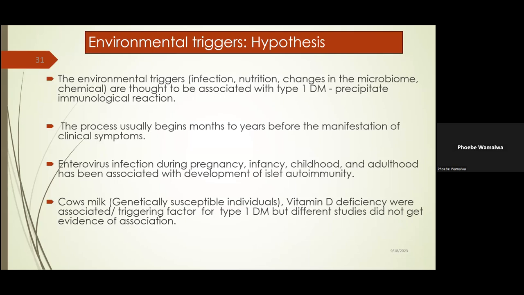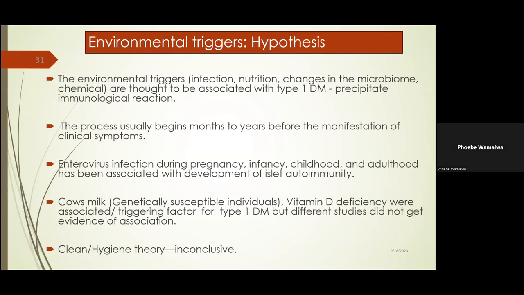Vitamin D deficiency is also a very interesting subject. It has been shown to increase the risk of autoimmune diseases, including type 1, but the exact mechanism is not well understood. Then we have the hygiene hypothesis. Again, this is inconclusive, but you can see a country like Finland, which is very, very clean, has one of the highest prevalences of type 1 diabetes. So the question we are asking is, does it play a role?